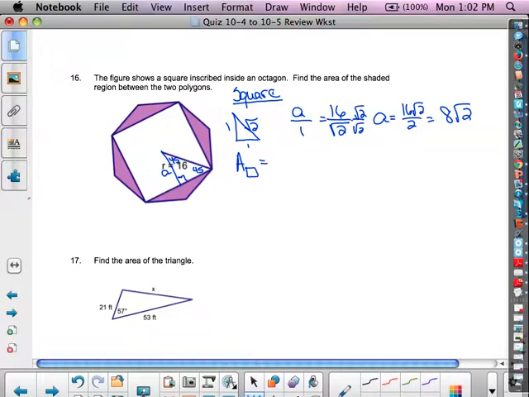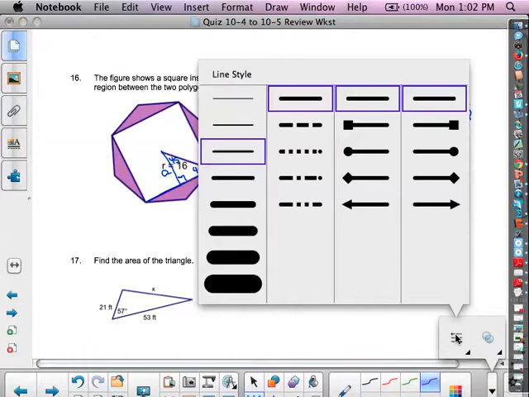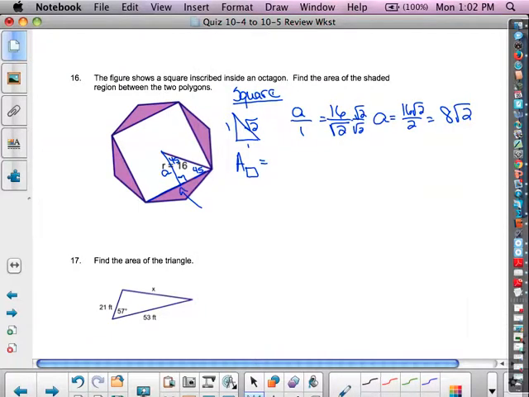is the length of a side. The apothem is half that length, so the length of a side, this whole side of the square, is 16 square root of 3, or 22.6. Let's put it in decimal form and make that 22.6. So the length of the side of the square is 22.6. So the area of the square is going to be 22.6 squared, which is about 510.76. Then you have to find the area of the octagon.